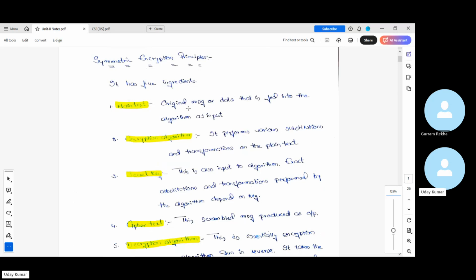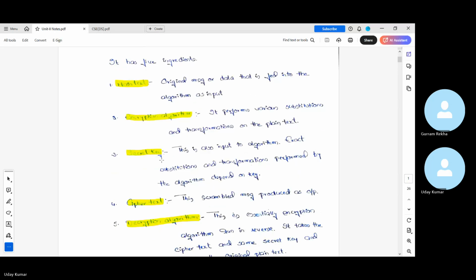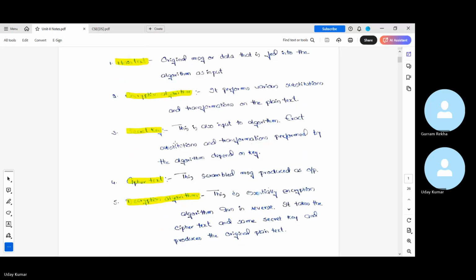It has five ingredients, students. First is the plain text, the message that you want to send from the sender to the receiver, or the source to destination. Second is the encryption algorithm. It performs various substitutions and transformations on the plain text to convert the plain text to the ciphertext. Third one is the secret key. This key is used to make the substitutions and transformations mentioned in the encryption algorithm.